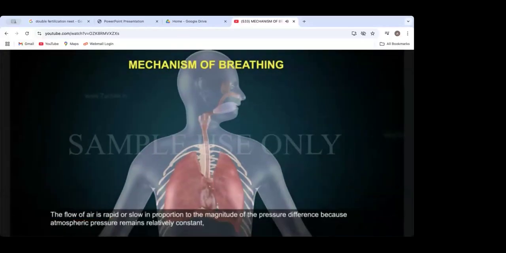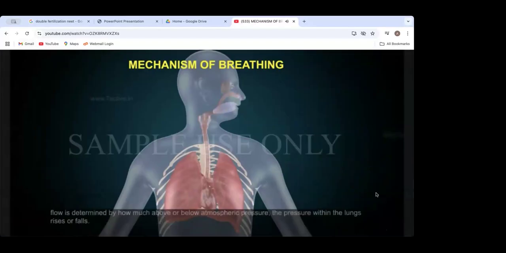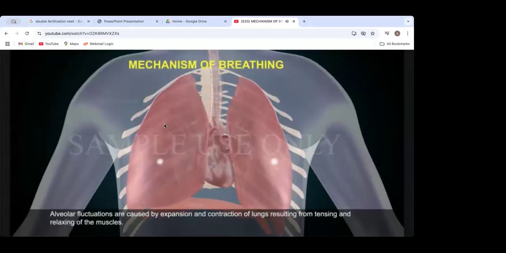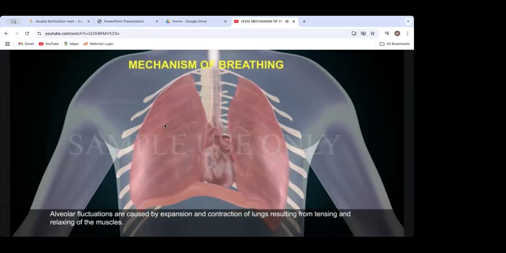The flow of air is rapid or slow in proportion to the magnitude of the pressure difference. Because atmospheric pressure remains relatively constant, flow is determined by how much above or below atmospheric pressure the pressure within the lungs rises or falls. Alveolar fluctuations are caused by expansion and contraction of lungs resulting from tensing and relaxing of the muscles.